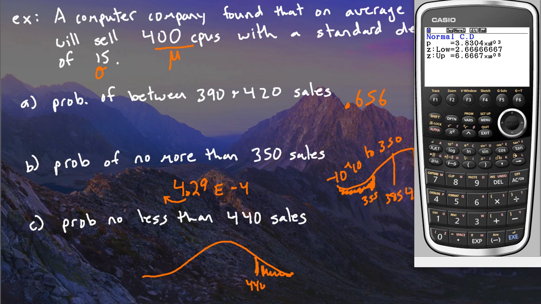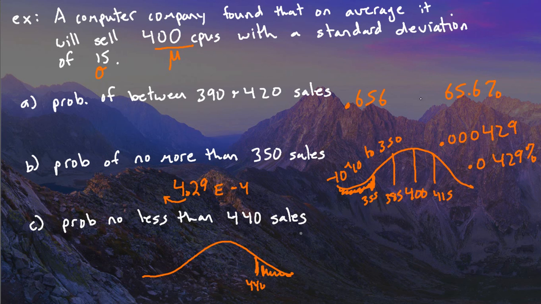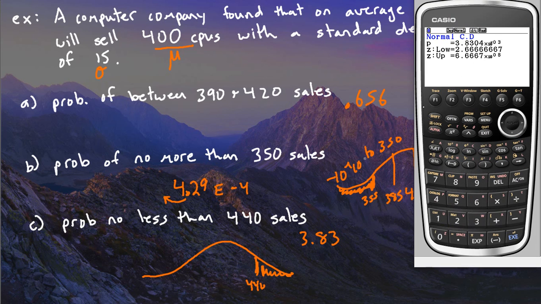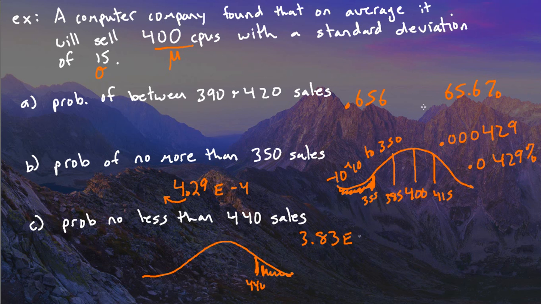And now we still get a small percentage here, 3.83, and this has a -3, so it was basically saying E -3. That means move this 3 spots, so 0.00383. And then if I wanted that as a percent, 0.383%. Okay.